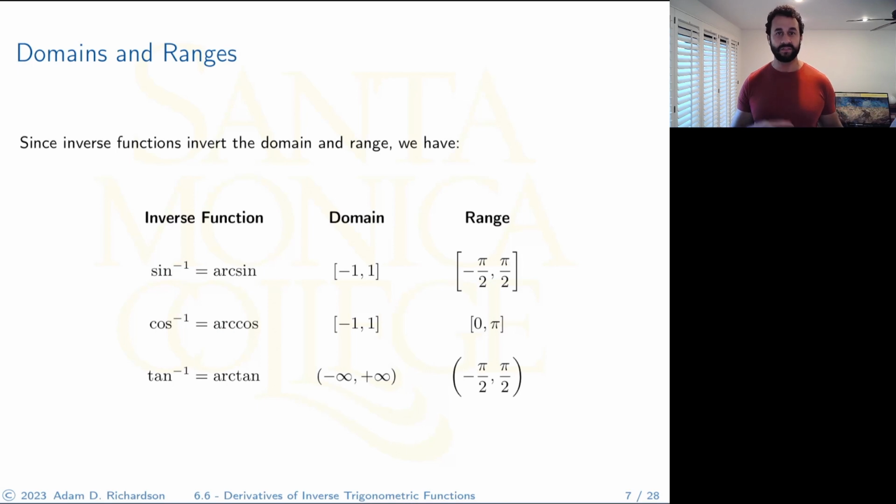Now, since inverse functions invert the domain and the range, we have this. Arc sine has a domain of negative 1 to 1 and a range of negative pi over 2 to pi over 2 inclusive. Arc cosine has a domain from negative 1 to 1 and a range from 0 to pi. And arctangent has a domain negative infinity to positive infinity and a range negative pi over 2 to pi over 2. Inverse functions switch the domain and the range. That's essentially what's happening, right?